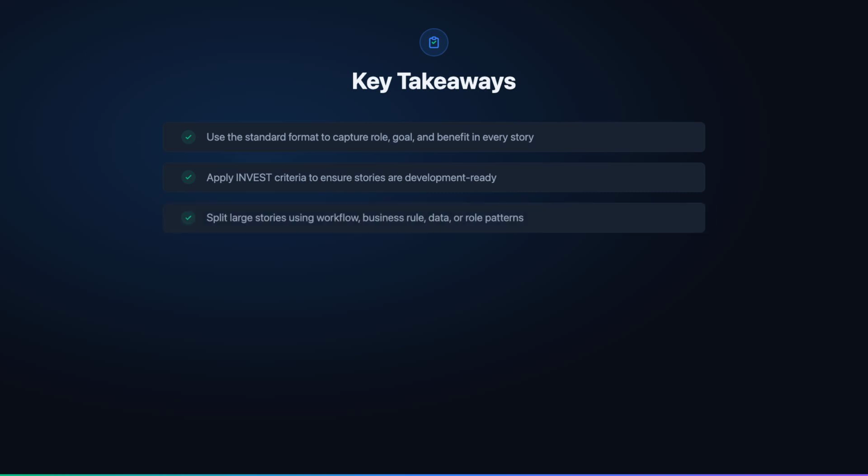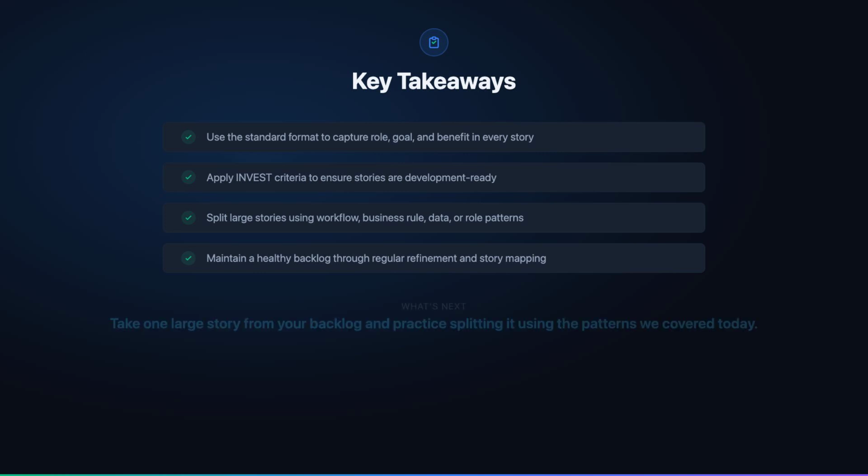Effective splitting is a skill that directly improves estimation accuracy and delivery predictability. Backlog health is a leading indicator of team velocity and overall Agile maturity.